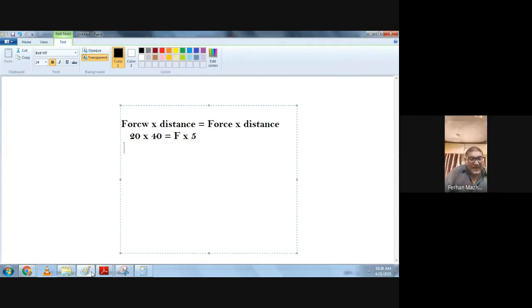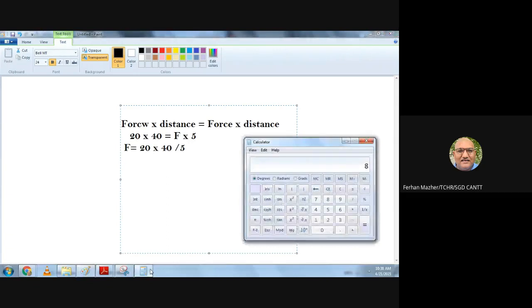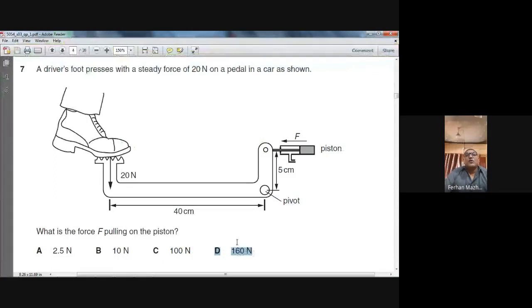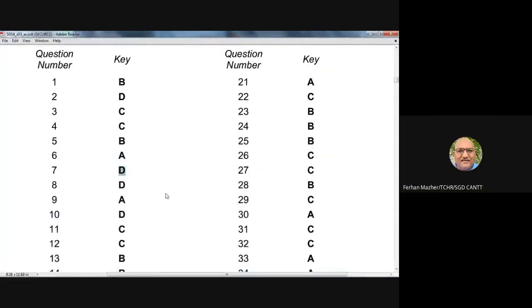So if I make F alone, that will be 20 multiply with 40 and divided by 5. Let me do it on the calculator. You multiply 20 with 40 and divide it with 5. 160 Newton. D is the choice. Question number 7, D is the right choice.